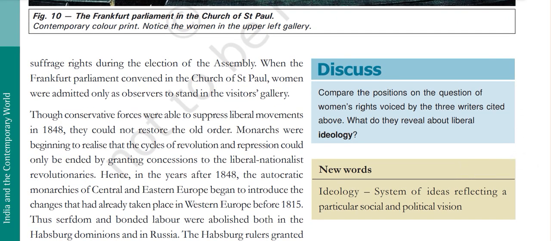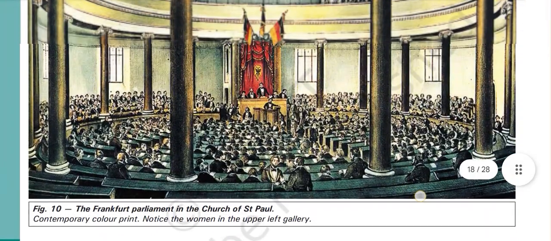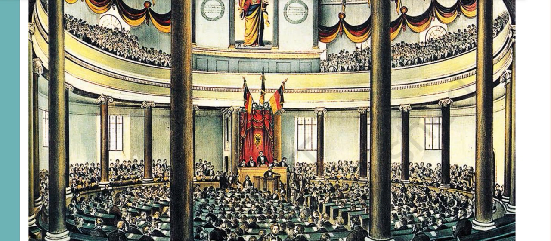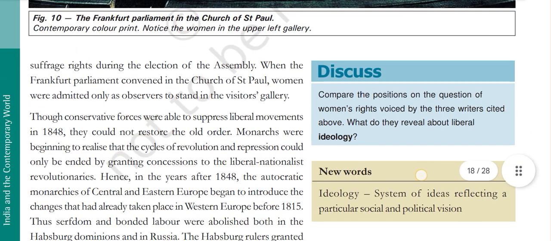When the Frankfurt Parliament convened in the Church of St. Paul, women were admitted only as observers to stand in the visitors' gallery. As you can see in this photo, women are only standing in the visitors' gallery.